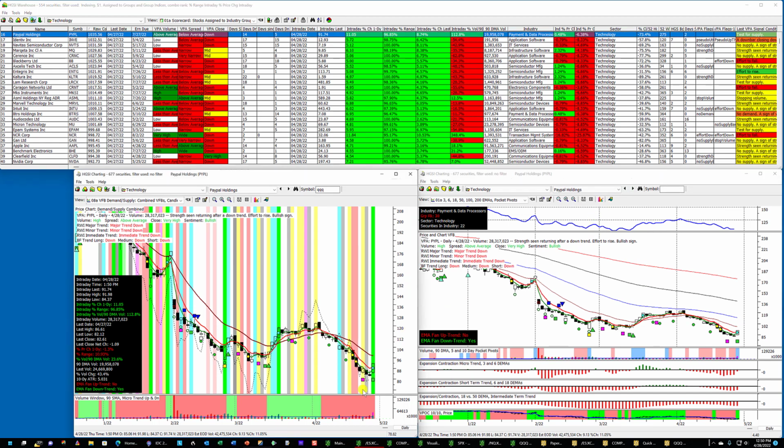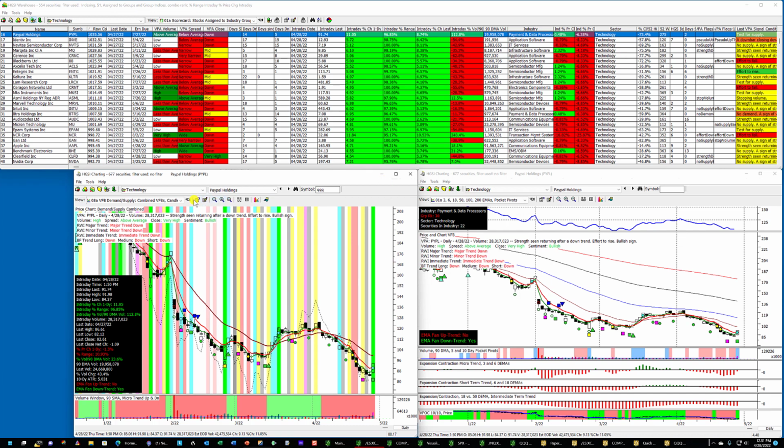Now let's look over here at this Wyckoff view. You can see the 3 is below the 6 right here. You can also see that over here. These are exponential moving averages, but we have an effort to rise, and we also have strength seen returning today. These are current as of today. By clicking on this, it gives you that information.